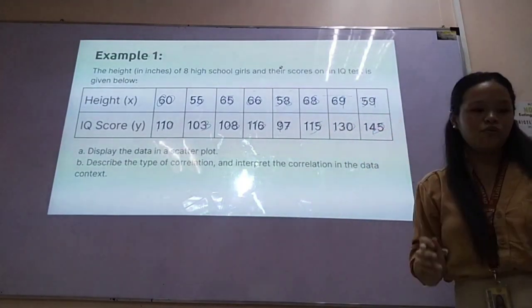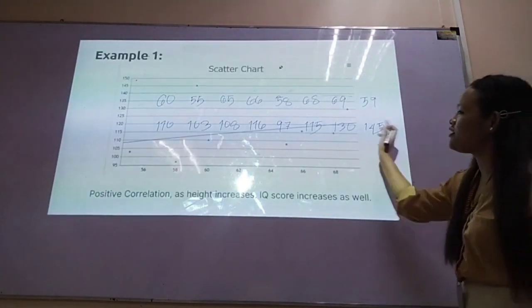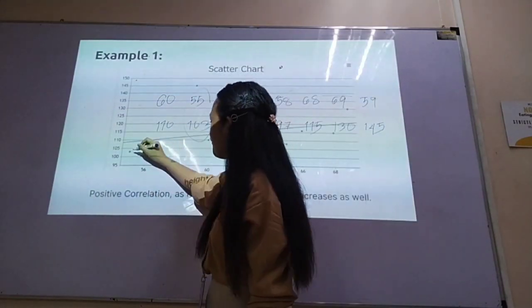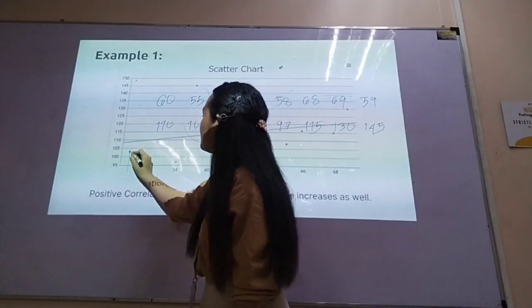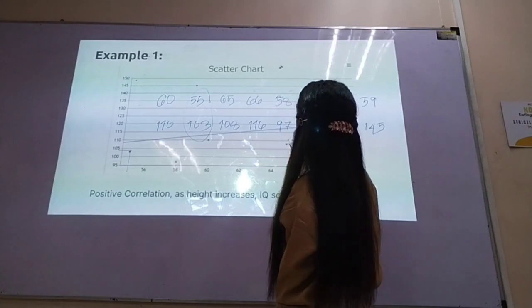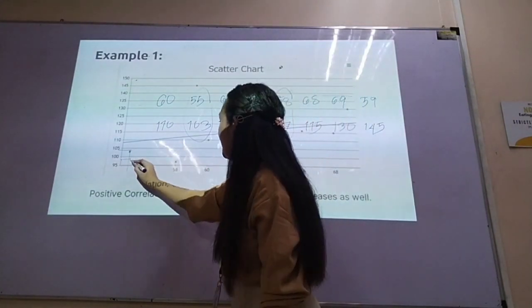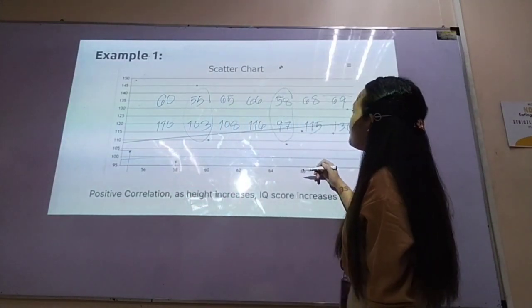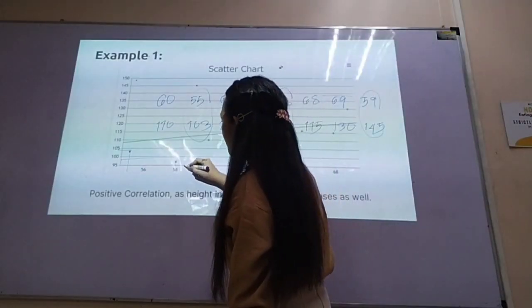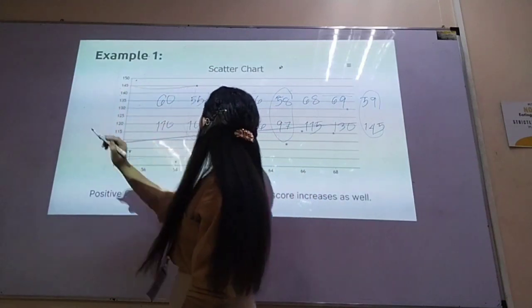So we're going to plot the scatter chart. It looks like this. 55 corresponds to 103. So this is our first point. And then the next point is 58, which has 97. So here we go, 58 and 97. And then the other one is 59 and 145.